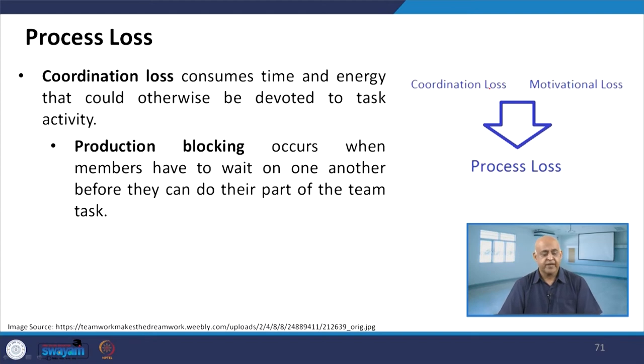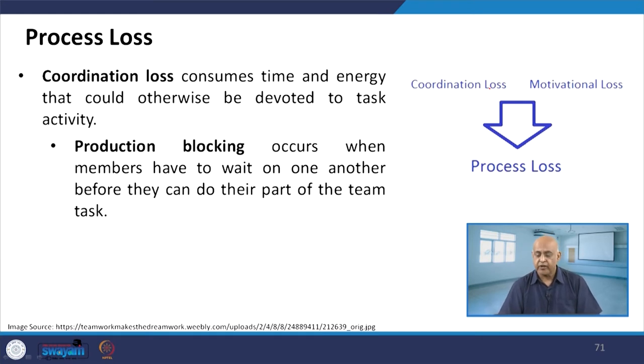Coordinating loss consumes time and energy that could otherwise be devoted to the task activity, and production blocking occurs when the members have to wait on one another before they can do their part of the team task. So here, whatever the task activity is, that coordination is becoming very, very important. But if the coordination loss is there, then definitely between two team members, if they are not able to coordinate with each other, what will happen? They will not be able to manage the time and there will be a loss of energy. So therefore, they will not be able to complete the task.